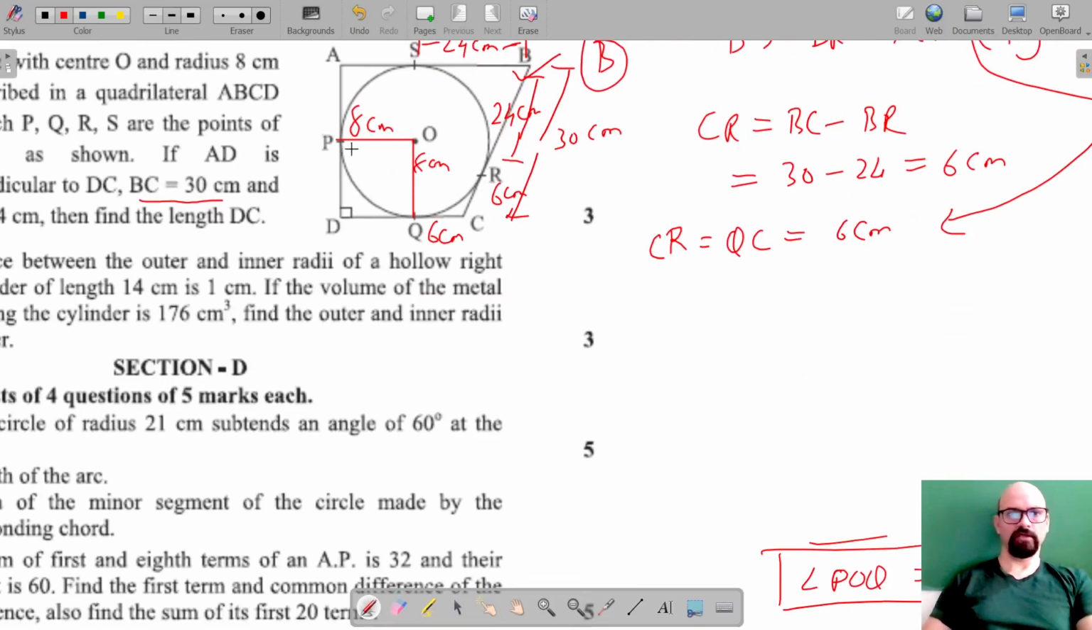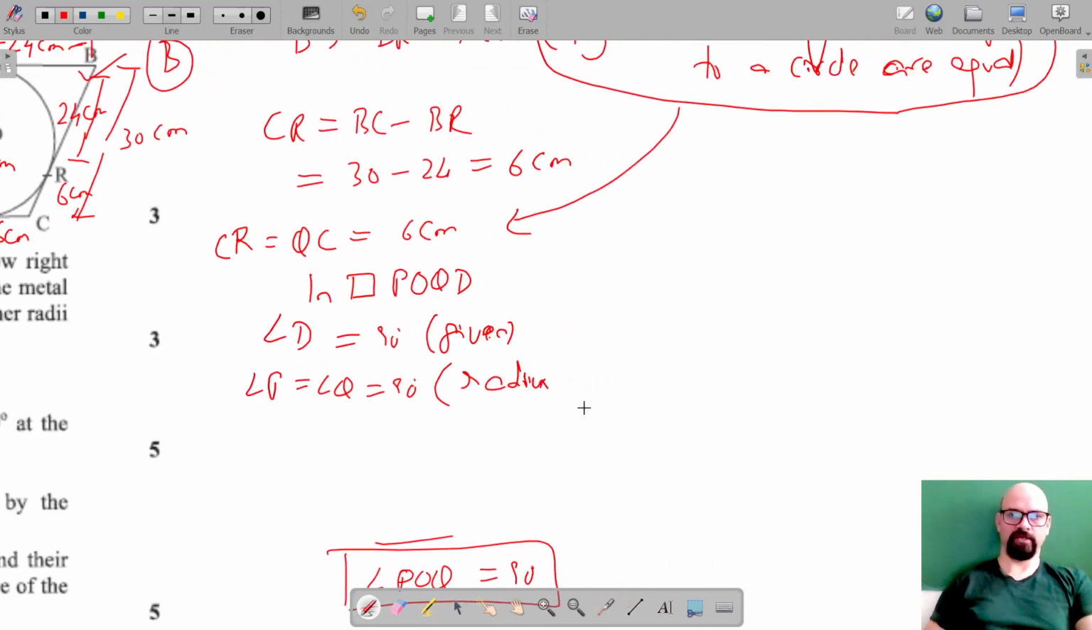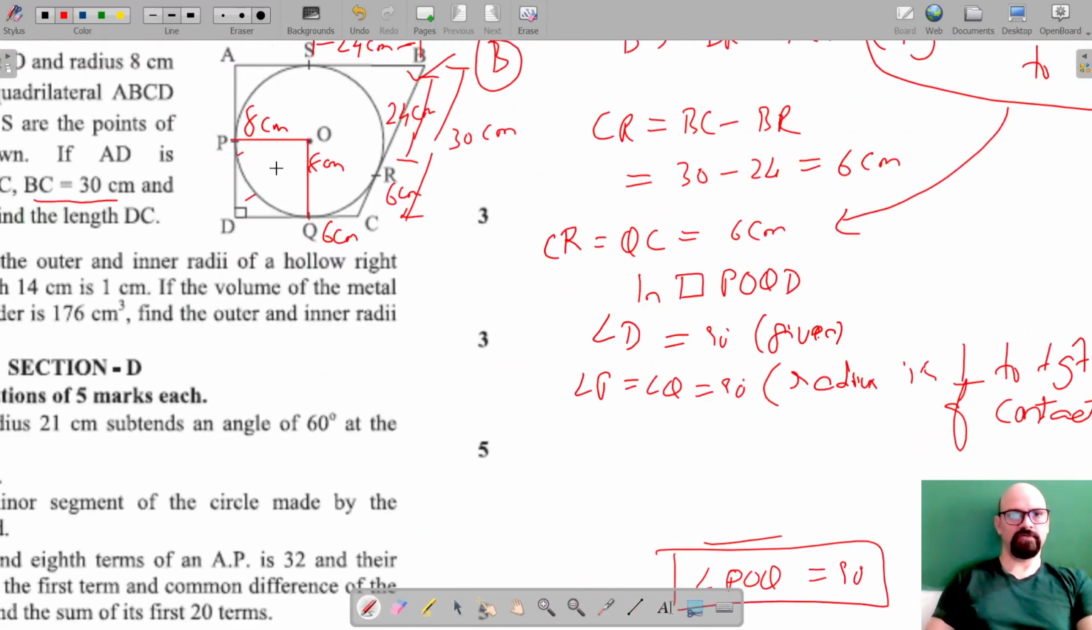Now, angle P is equal to angle D is given. Angle D is 90 degree. I'm talking about quadrilateral POQD. Angle D is equal to 90 degree, and this is given. And angle P is equal to angle Q. These are also 90 degree because these are the radii, and the radius is perpendicular to the tangent at the point of contact. So if D is 90, P is 90, Q is also 90, that means this angle is also 90.